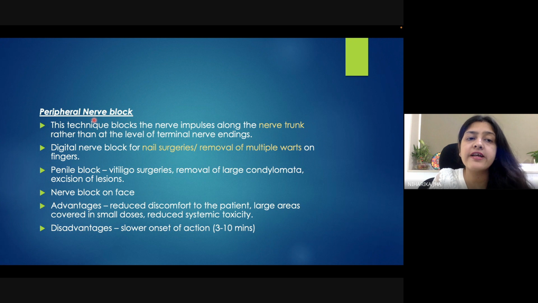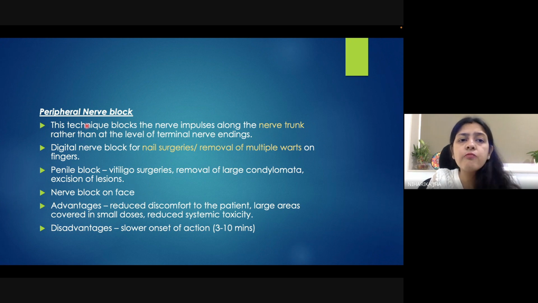This kind of technique is used when we are operating on the nails for doing nail surgery, or for example, on a finger, single finger, multiple warts are present, so we can give a peripheral nerve block and operate on the whole of the digit, or we can give a nerve block on the face and do PRP without any pain. Then penile block can be done for removing a lesion from the penile area, for example, large condylomata, some benign tumors, etc. Okay.